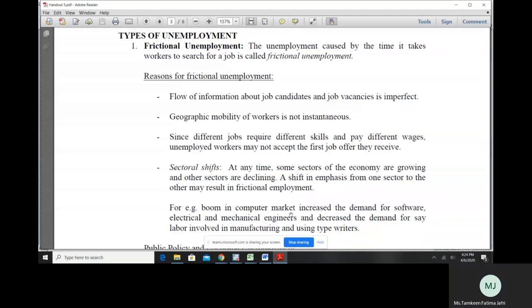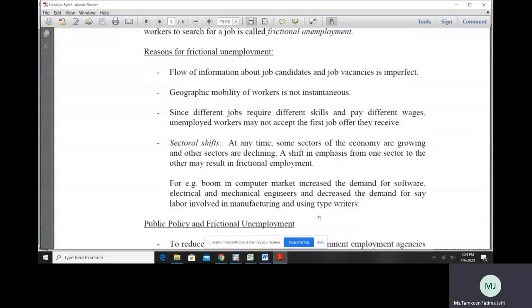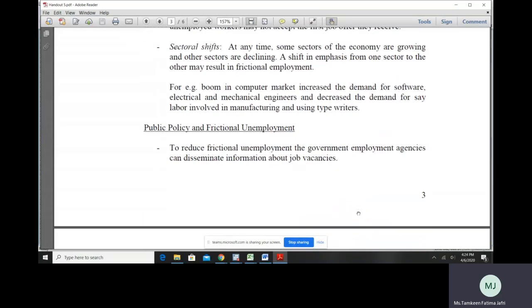For example, the boom in computer market increases the demand for software, electrical, mechanical engineers, and it decreases the demand for, say, labor involved in manufacturing and using typewriters. So zahir si baat hai, typewriters become outdated now. So people who used to specialize in typing, उनकी अब demand नहीं रही. So उन लोगों को दोबारा labor market में लाने के लिए you have to retrain them, and that is going to take some time. So what can the government do to decrease frictional unemployment in the economy?